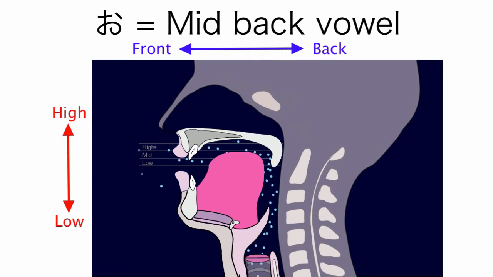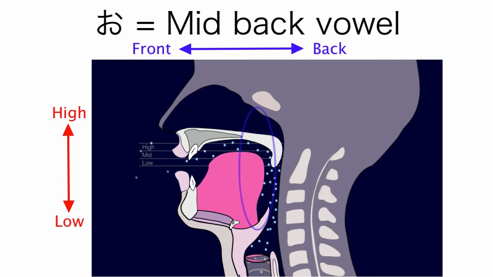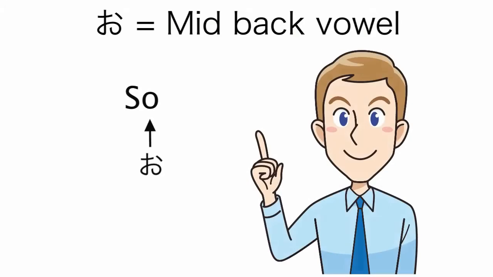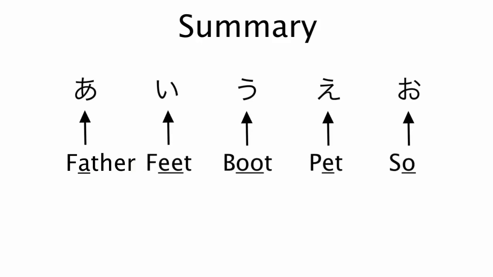When you pronounce this sound, your tongue is positioned at a middle height on the vertical dimension and at a back position on the front to back dimension. This vowel is similar to the sound of the letter O in the English word so. In this video, you have learned the 5 vowels of Japanese, あいうえお, along with some English words that have similar sounds.